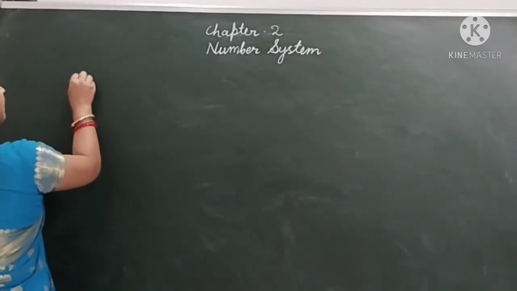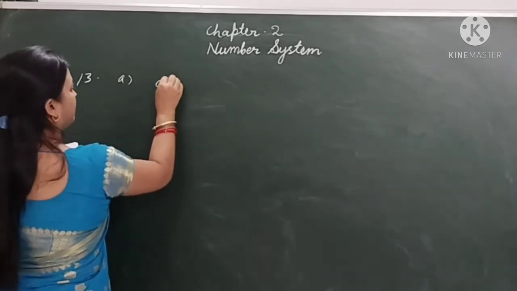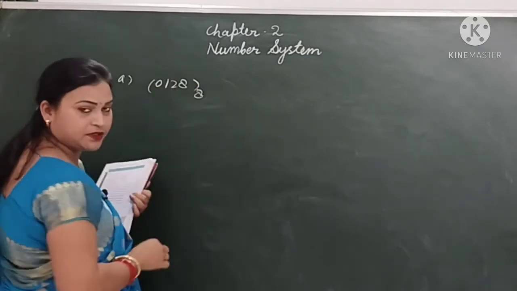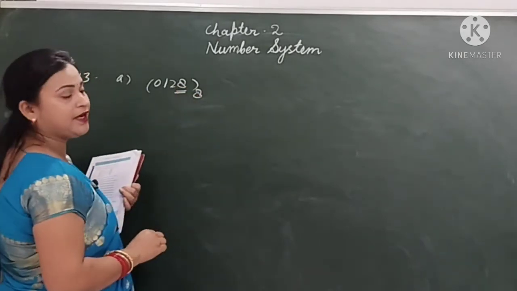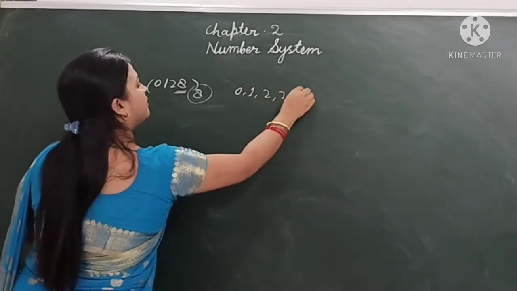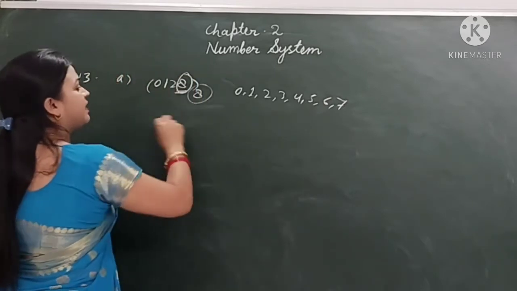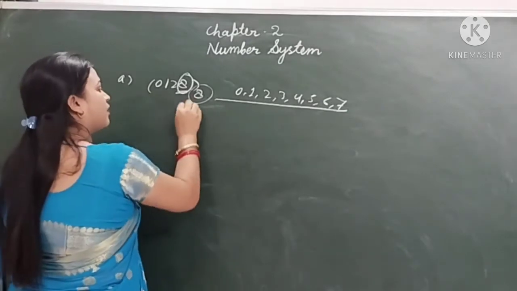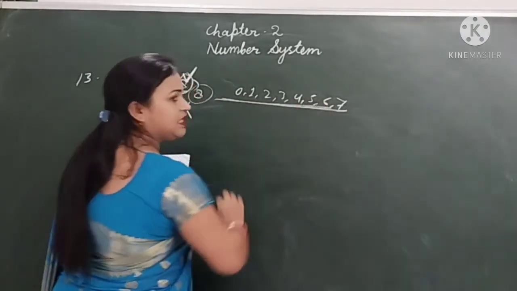Question number 13, part A: 0, 1, 2, 8 base 8. Is it correct? No. Why? Here the digit 8 is given. An octal number system uses 0, 1, 2, 3, 4, 5, 6 and 7. 8 does not exist in these octal number digits, right? So this is wrong. Why? This 8 is not a symbol of the octal number system.